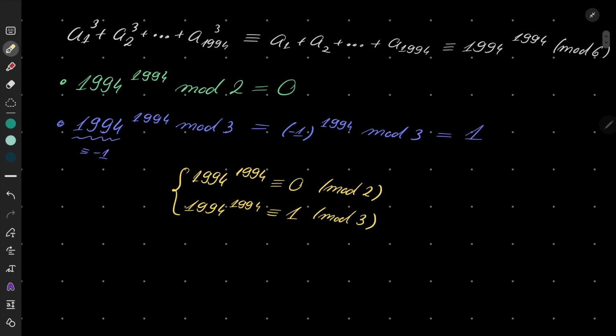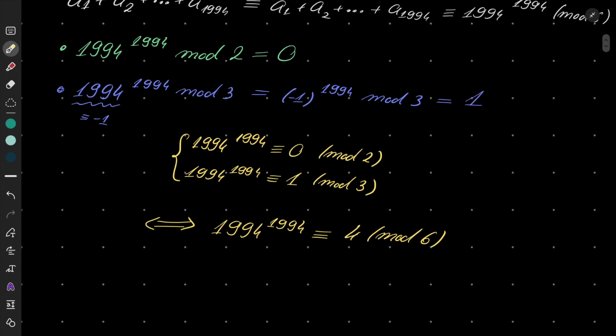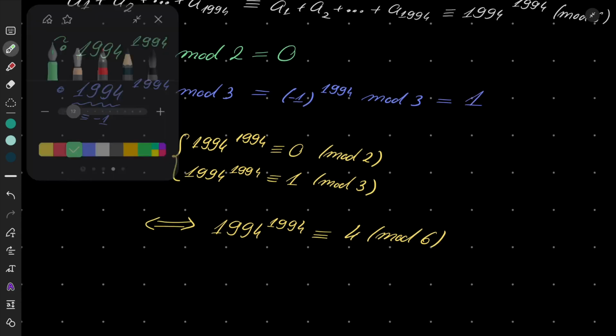Well, let's take a look. It's not 0, because 0 is not congruent to 1. It's not 1, because 1 is not congruent to 0 modulo 2. It's not 2, it's not 3, it's 4. Why is it 4? Well, 4 is obviously congruent to 0 modulo 2, and 4 is congruent to 1 modulo 3, and it's the only possibility. So here we have our answer.